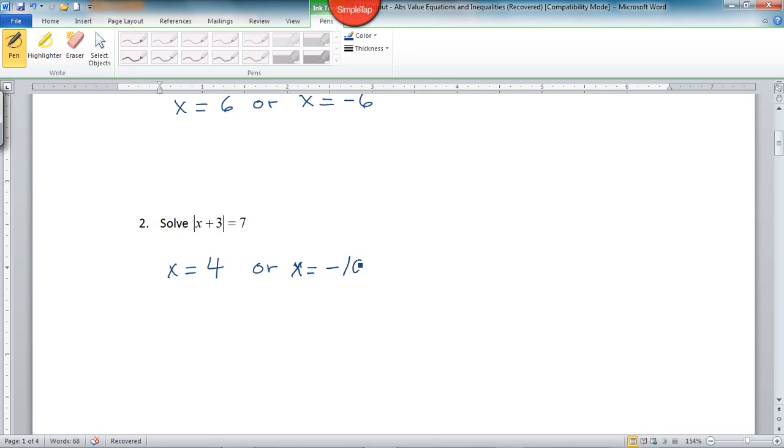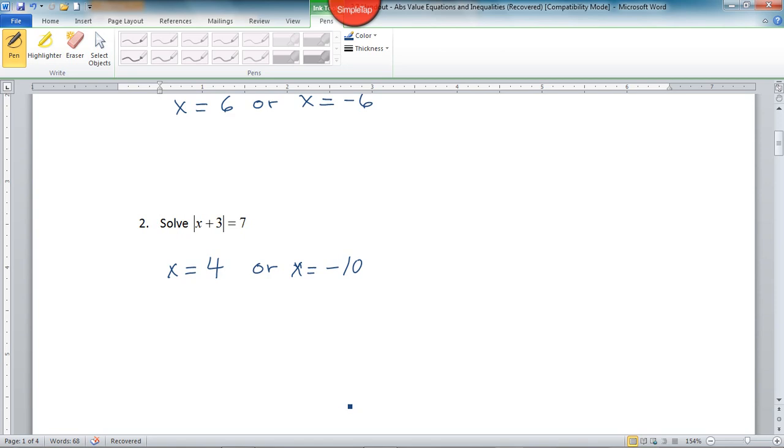Now, having said that, here's what I'd like for us to notice. There are two solutions. One is x is 4, the other is x equals negative 10. So it won't always be a number and then the negative of that number. It's however they work out. And here's how they work out.